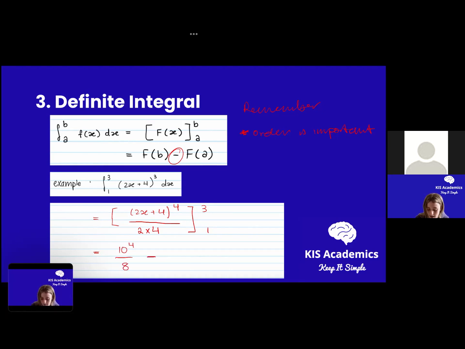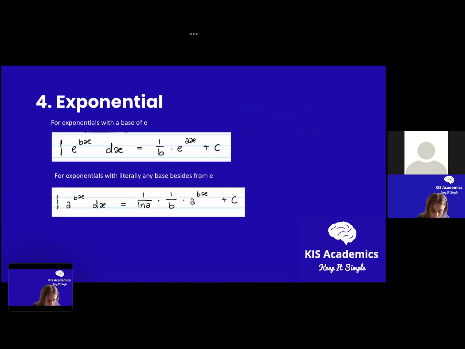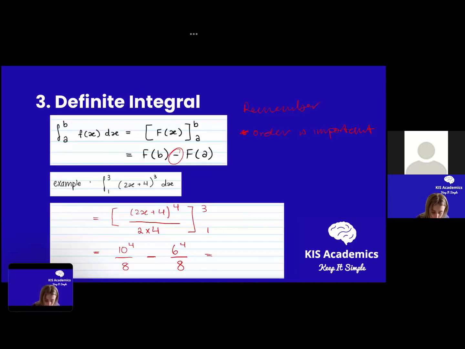So we're going to have 10 to the power of 4 divided by 8. And then we're going to subtract, remembering that it's important to go down to our a. 2 times 1 is just 2, plus 4 is 6 to the power of 4 on 8. And then I'm going to put that in my calculator. 10 to the power of 4 minus 6 to the power of 4, on 8, sorry, is going to give me 1,088.